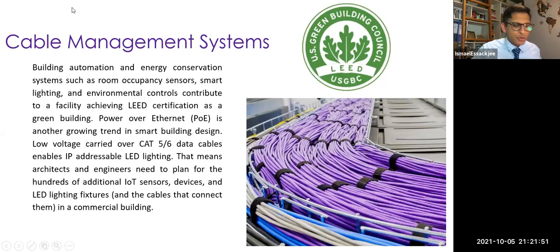Cable management system now. Okay, so we'll look at maybe a few slides from the end of this presentation. Building automation and energy conservation systems, such as room occupancy. So basically what you have in this slide, let's say we are moving towards green buildings nowadays. Everyone wants to have lots of sensors. Yes, we need to adopt IoT and so on. Very good philosophy, very good decision.